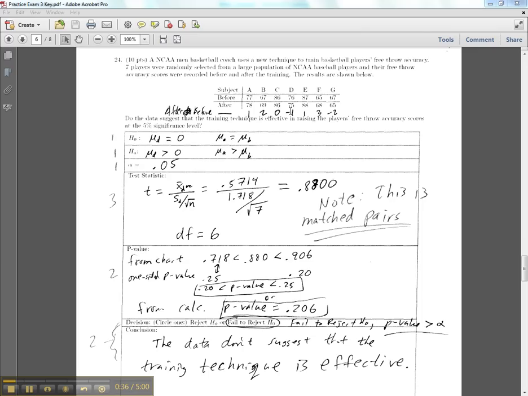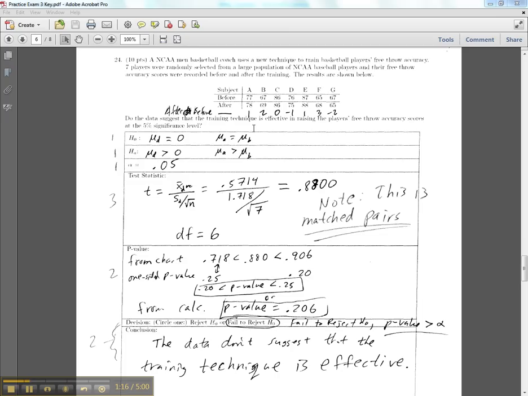All right, the biggest giveaway that you'd be using to determine if it's a match pair or 2-sample t-test is that it's a before and after thing. So you want to measure what the results were after the training, if there was an improvement or not. And the question continues. It says, do the data suggest that the training technique is effective in raising the players' free throw accuracy scores at the 5% significance level? So what you're trying to test is if this free throw training is actually doing the players any good, if it's improving the free throw accuracy.